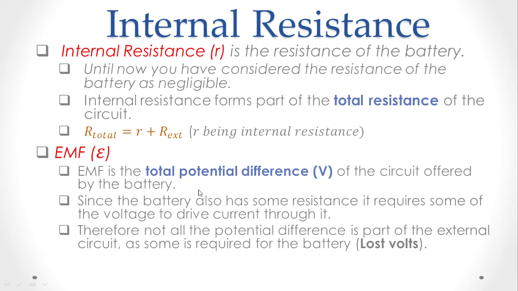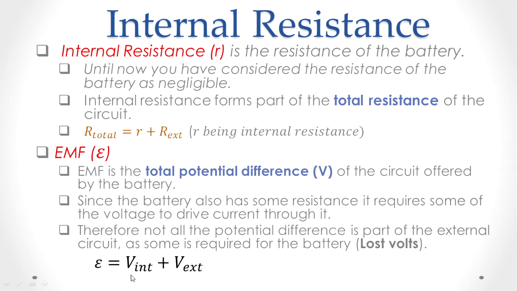Now, since the battery has some resistance, it requires some of the voltage to drive current through it. So that means some of the voltage is actually going to be used up in the battery, and not all the potential difference is part of the external circuit, as some of it is required for the battery, like I said. And sometimes this is referred to as lost volts, because it is not being used in the external circuit, which is actually the purpose of setting up a circuit, isn't it? Because we want to make use of some appliance.